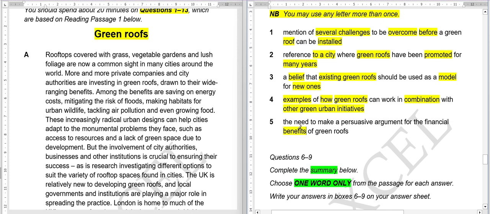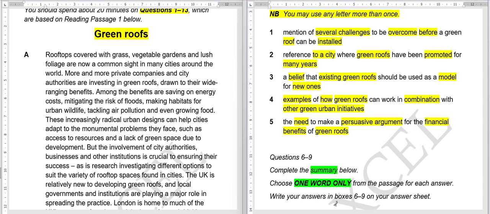We have a need to make a persuasive argument. A persuasive argument means you are trying to convince people that there are some financial benefits of green roofs. It's not only for nature, but it is also good for your pocket. So you have to convince common people that it is not only beneficial for nature but also for your pocket. Like it will save you some money, or it will help you make money.